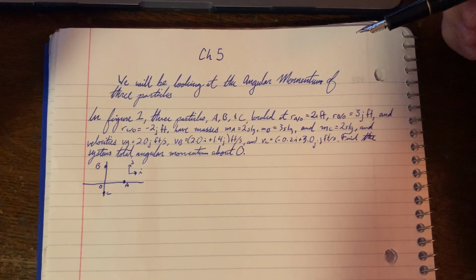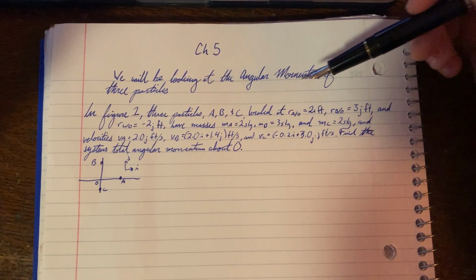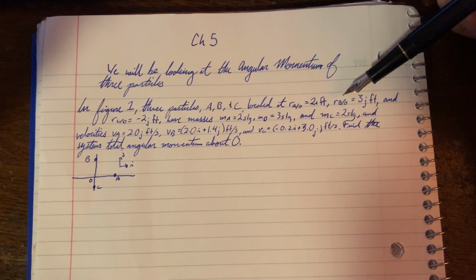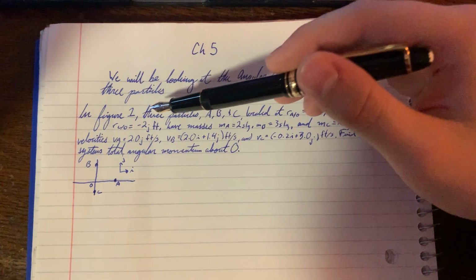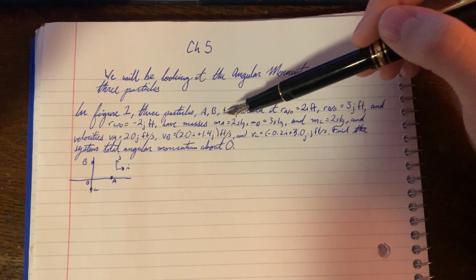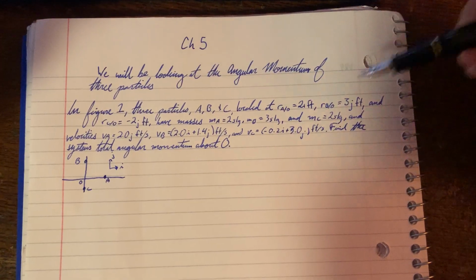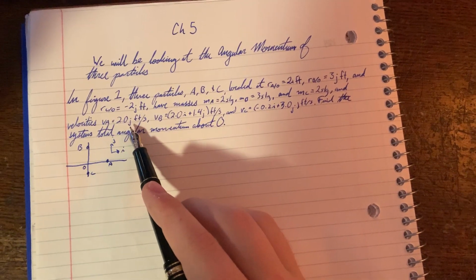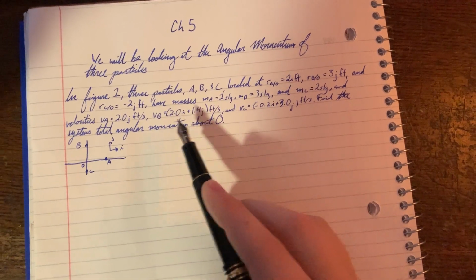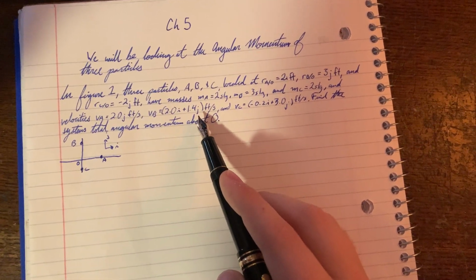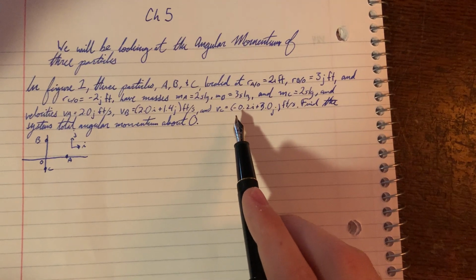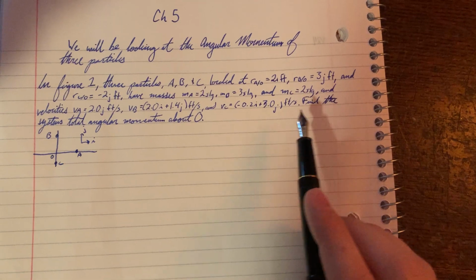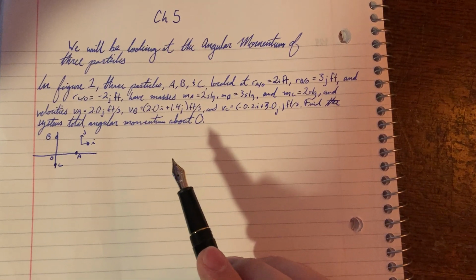So I have written here, in Figure 1, 3 particles, A, B, and C, located at R_AO = 2I feet, R_BO = 3J feet, and R_CO = negative 2J feet, have masses of M_A = 2 slugs, M_B = 3 slugs, M_C = 2 slugs. And they have all different velocities. V_A is 2J feet per second, V_B is 2I plus 1.4J feet per second, and V_C is negative 0.2I plus 3J feet per second. So we want to find the system's total angular momentum about O.